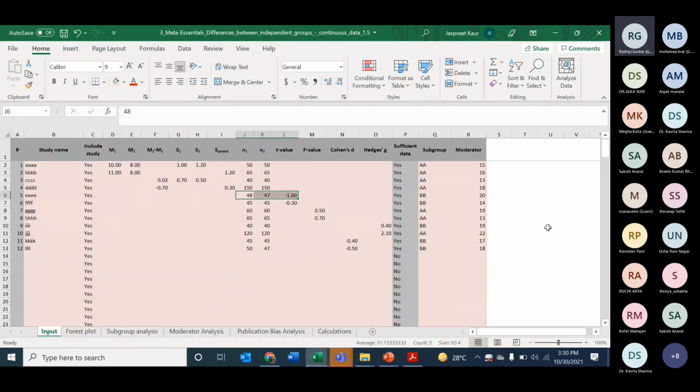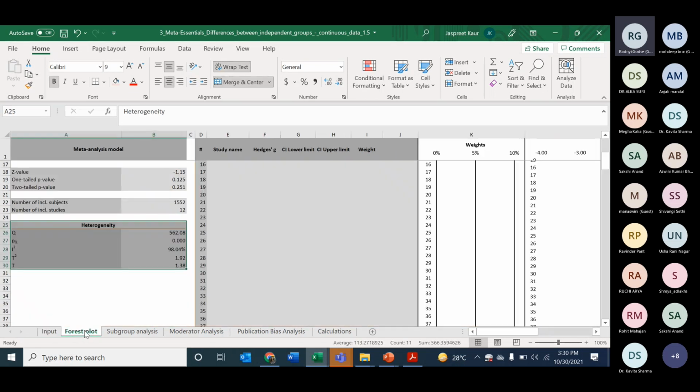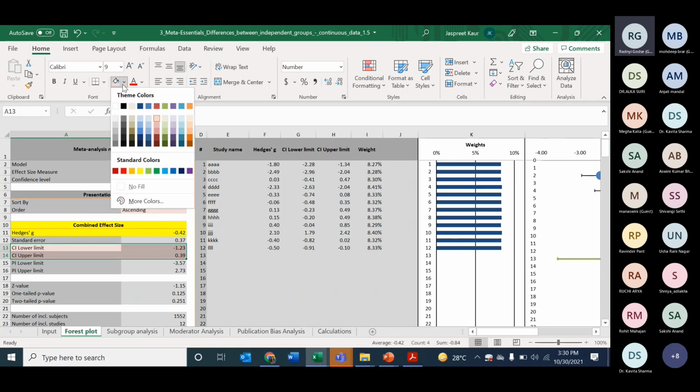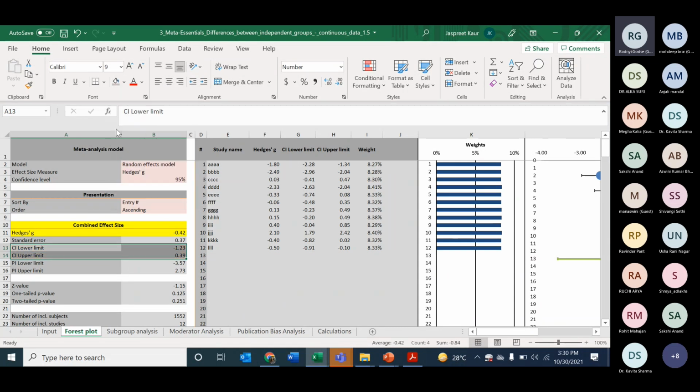So once you've put this input in the D family effect size, meta-essential differences between independent groups, and then when you come to the forest plot, the basics are absolutely the same as they were for correlation. Here again, you can see that you have highlighted the combined effect size.